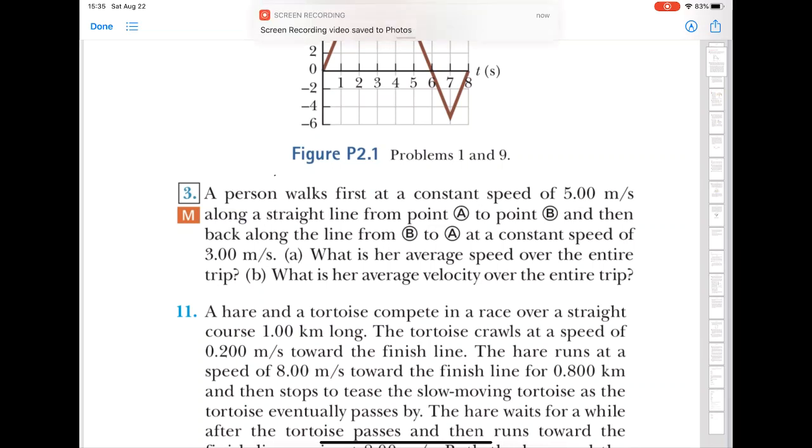So in this problem, basically, we have to find the average speed over the entire trip, and the average velocity over the entire trip. So now, 5 meters per second and 3 meters per second at constant speed, right?